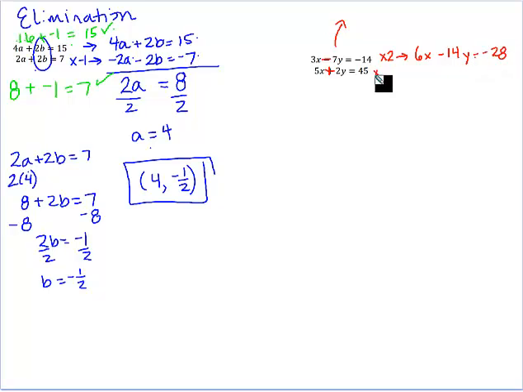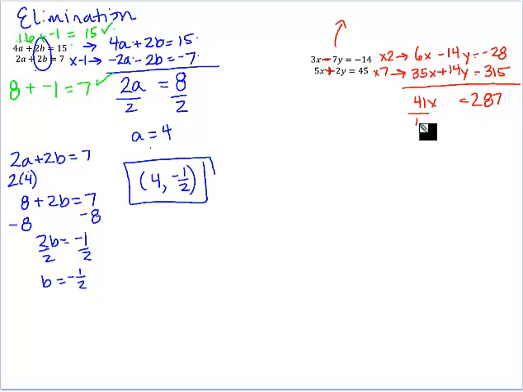So this would be 6x minus 14y equals negative 28. To get the bottom equation, to get 2 into 14, you're going to times it by 7. So 5 times 7 is 35x, 2 times 7 is plus 14y equals, and then 45 times 7 is 315. Now you add these together. So 6 plus 35 is 41x. Your 14y's cancel, and then you have negative 28 plus 315 is 287.